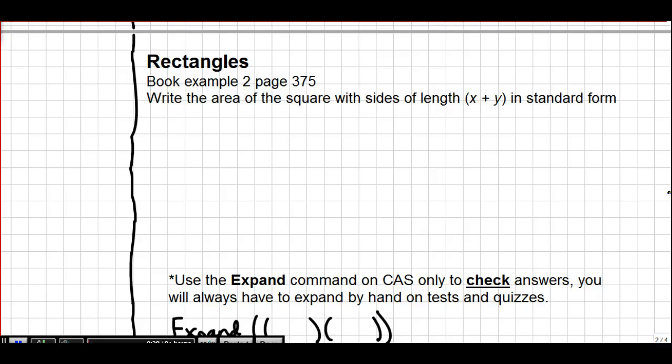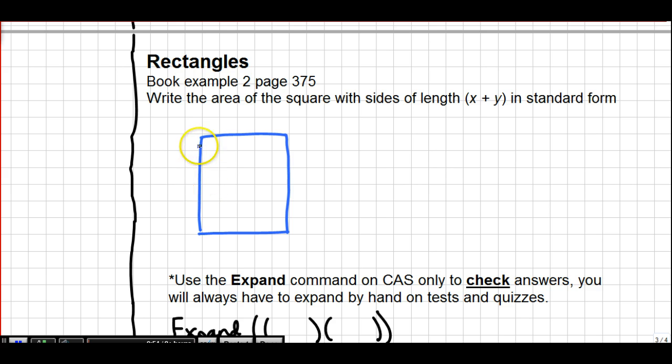Next, they talk about rectangles. And if you want further information, you can look at the book at example 2, page 375. A lot of times when you're working with a binomial, it's nice to visualize it in rectangle form. So I'm going to draw a rectangle. Doesn't matter what size it is. Doesn't have to be perfect.